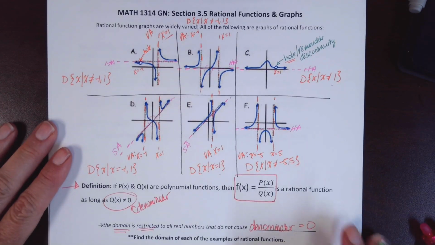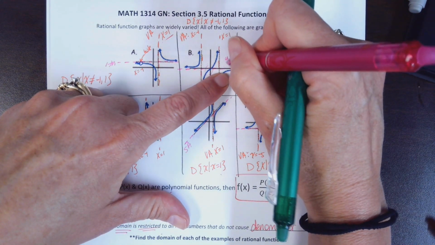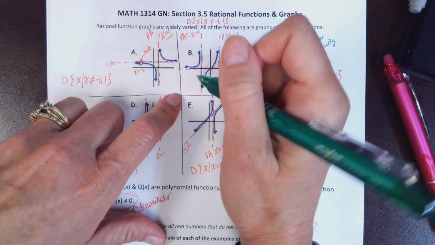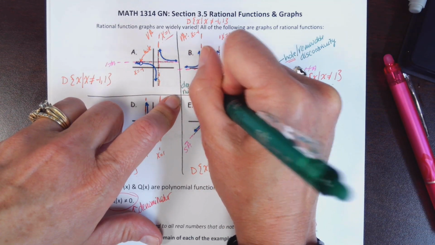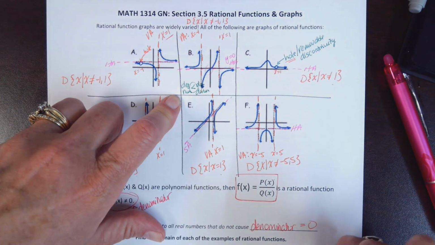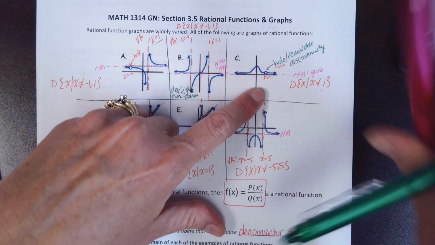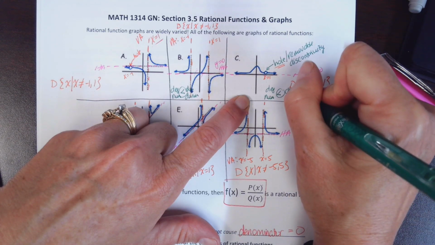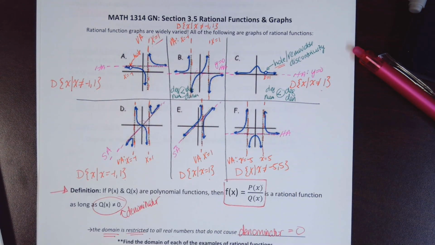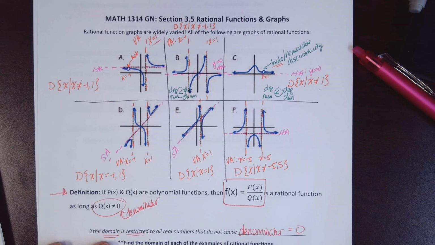Let's look for that over here. Where do we have a horizontal asymptote on the x-axis? Well, right here on B, horizontal asymptote at the x-axis, so that equation is y equals 0. So that means that the degree of the numerator has to be less than the degree of the denominator on that function for that to happen. Same thing here, horizontal asymptote at y equals 0, my x-axis, tells me the degree of the numerator is less than the degree of the denominator for this function. Do we have that anywhere else? Those are the only two horizontal asymptotes at the x-axis.